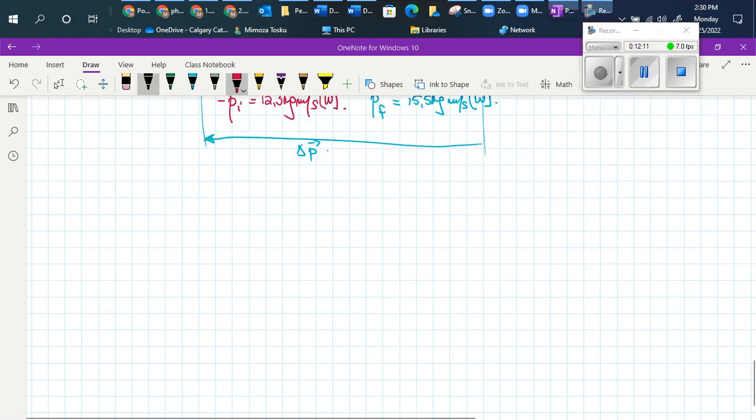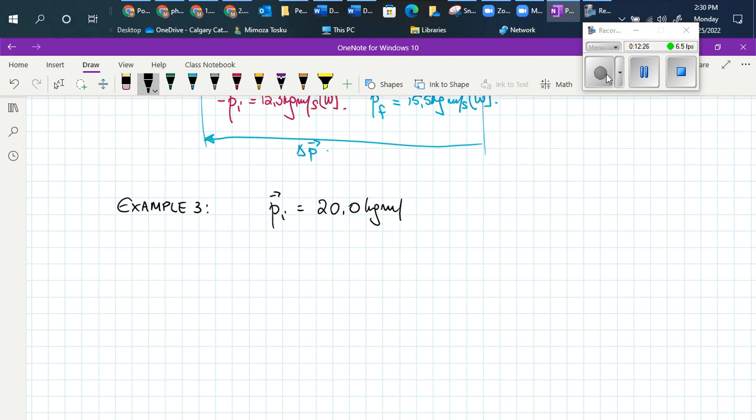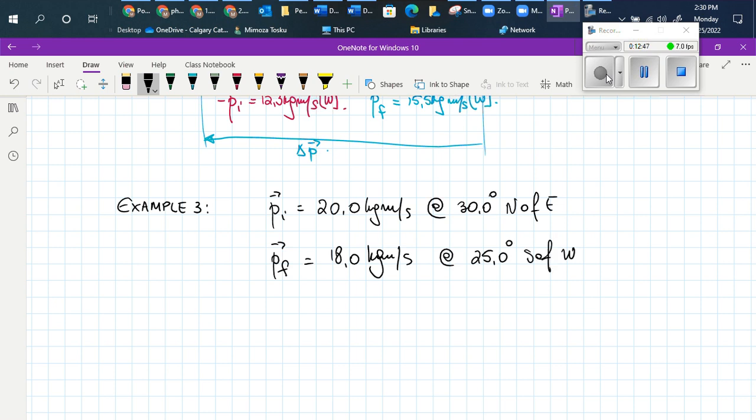Even if you have something like both of the initial and final forming a 2D situation, you can say that P initial is 20 kilograms meters per second at 30 degrees north of east, and P final is 18 kilograms meters per second at 25 degrees south of west.